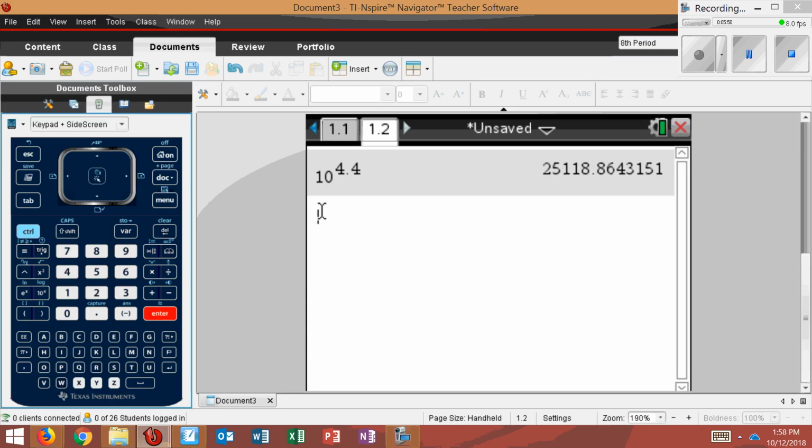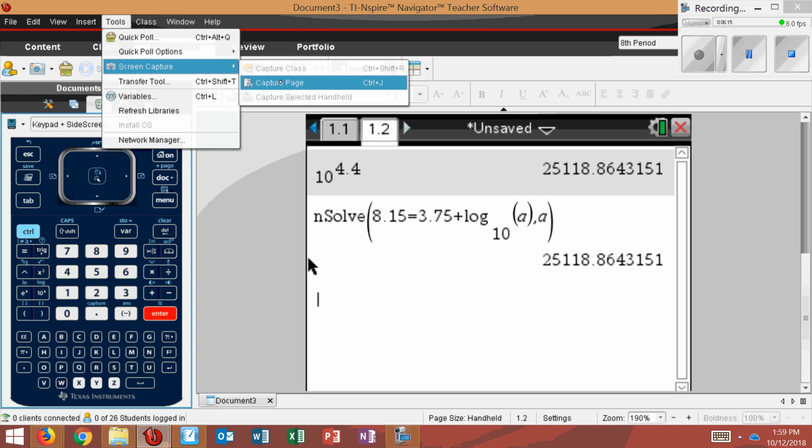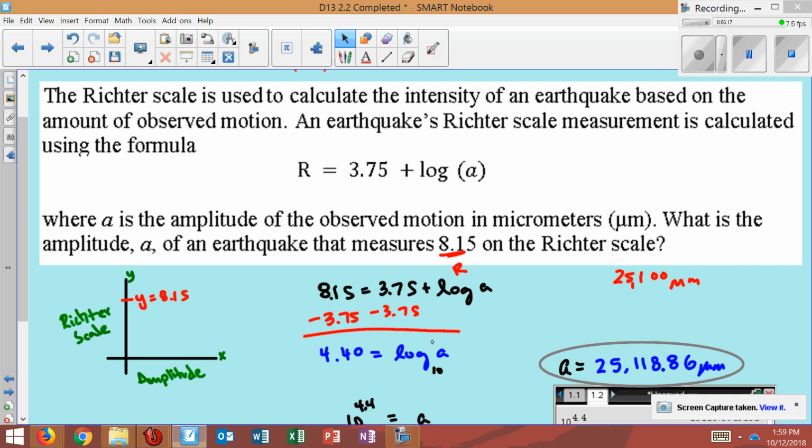So I'll come back over here and show you can type in nSolve, or you could press menu 3-1. You type the equation as was given to us, 8.15 equals 3.75 plus the log of A, and then you would do comma, the letter you're looking for, which is A. Press enter. You see that these answers are exactly the same. And it's because nSolve will always solve your equations as well.